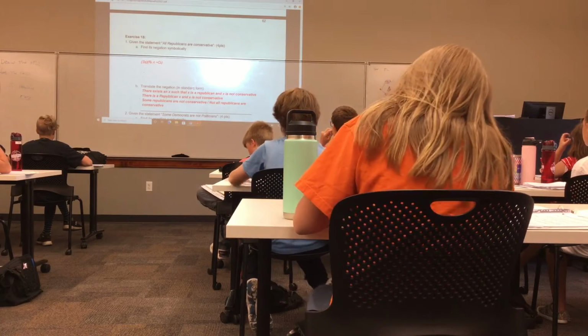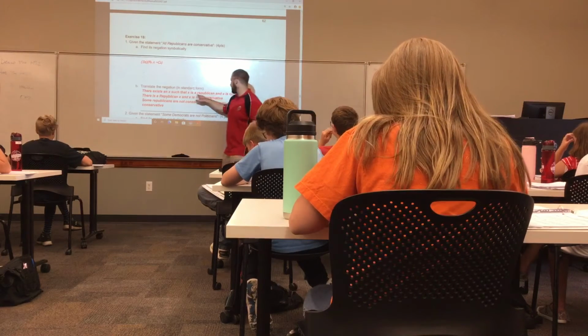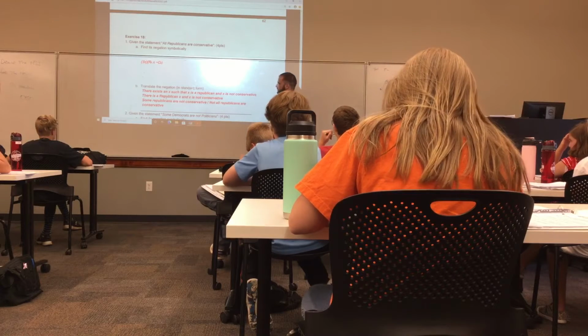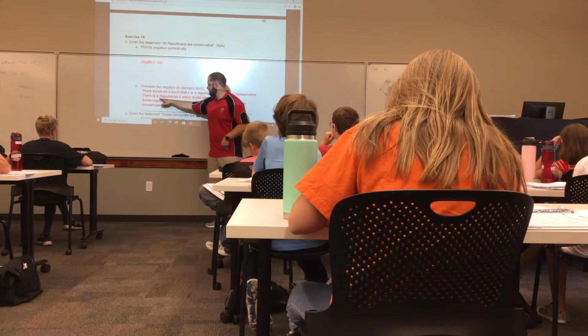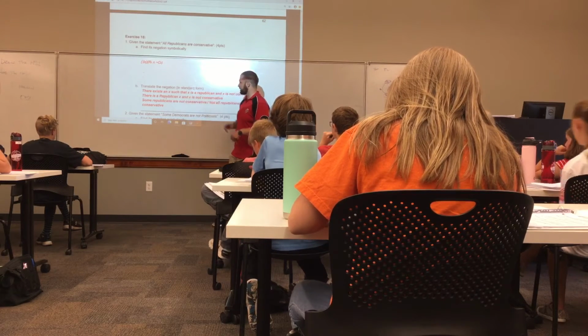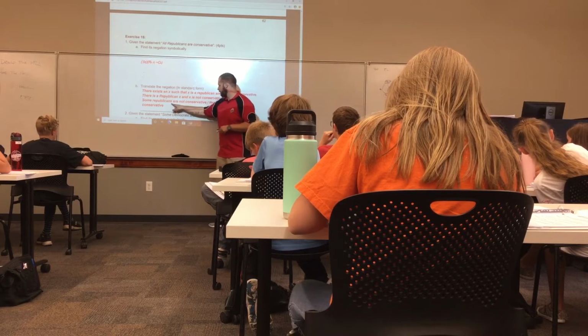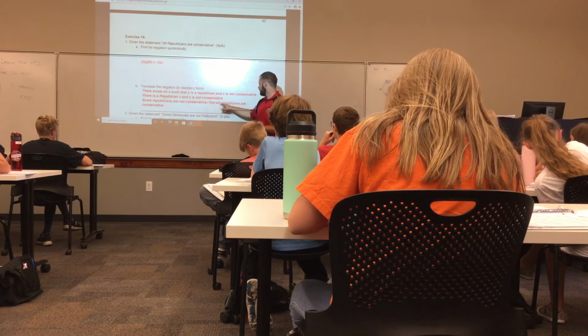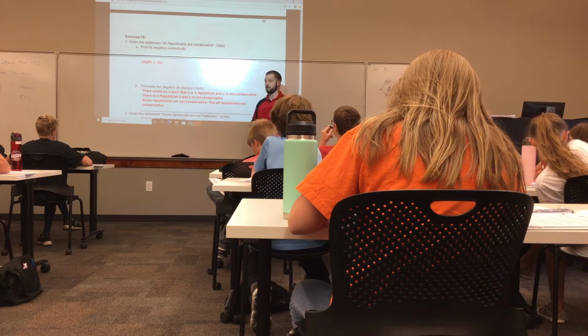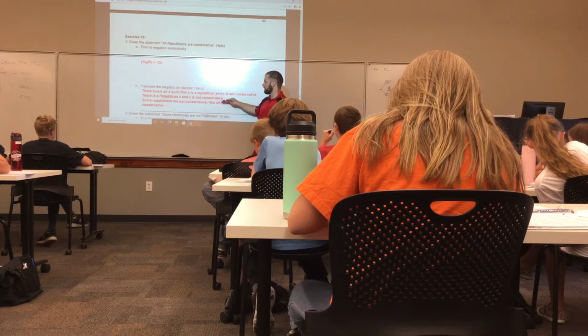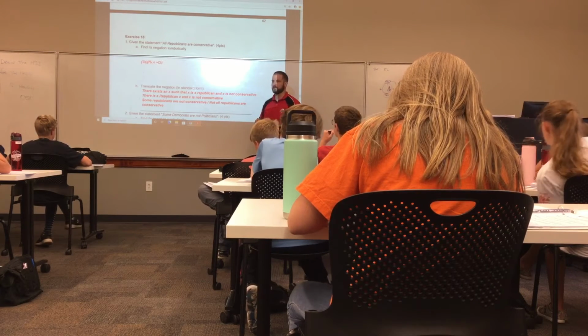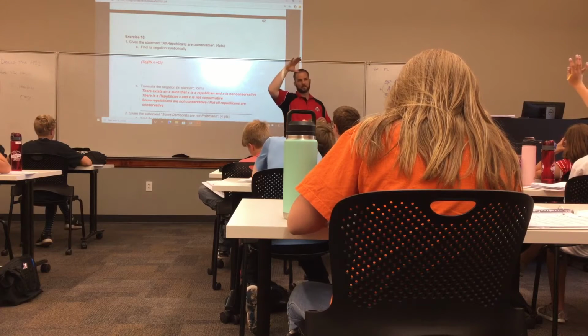So the first one, there exists an X such that X is a Republican and X is not a conservative. There exists a Republican X and X is not conservative. Some Republicans are not conservative, or not all Republicans are conservative. Okay, these are ways to write the negation. There's 5 different ways. Okay, we have 5 different statements that we talked about earlier in our notes.